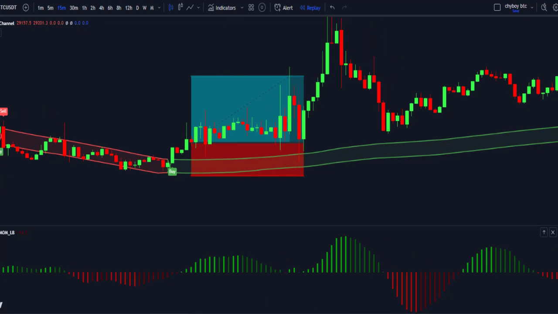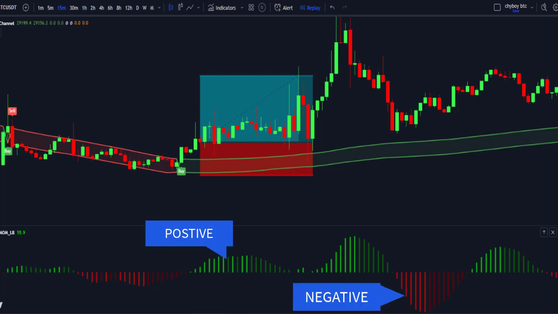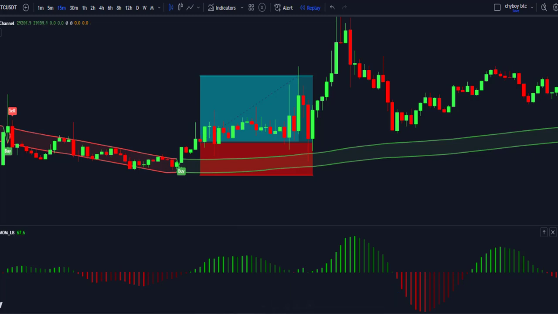How we are going to use this indicator is, firstly, you are going to look for the direction and strength of the momentum shown by the histogram. The histogram changes color depending on whether the momentum is positive or negative and whether it is increasing or decreasing. Green means positive momentum and red means negative momentum. Light green or light red means increasing momentum, and dark green or dark red means decreasing momentum.